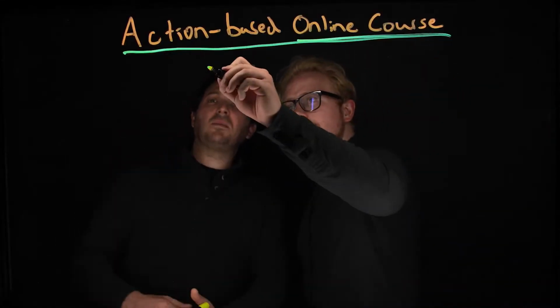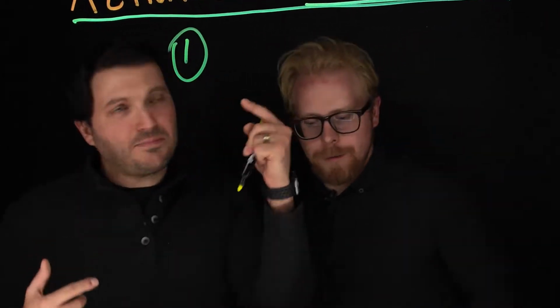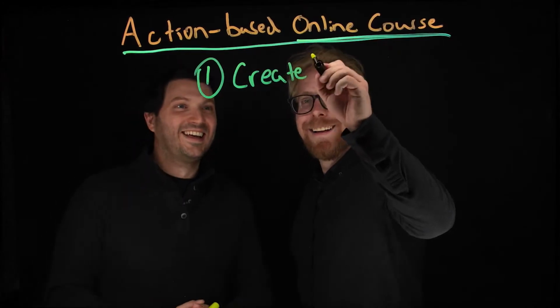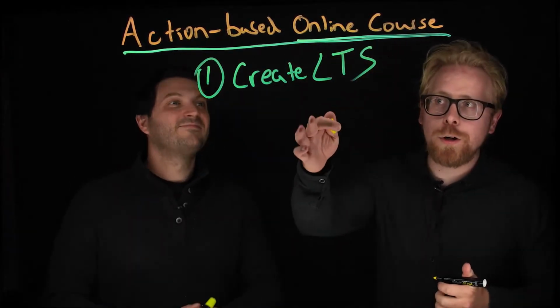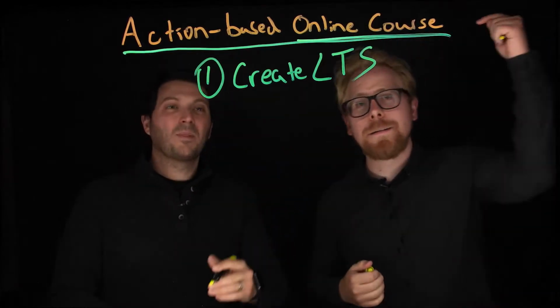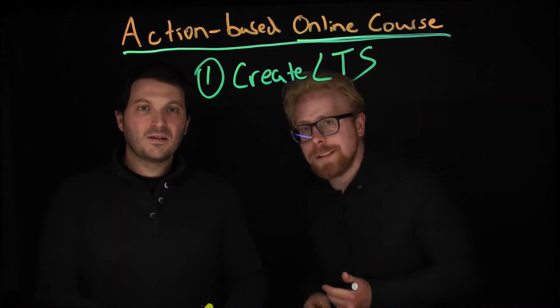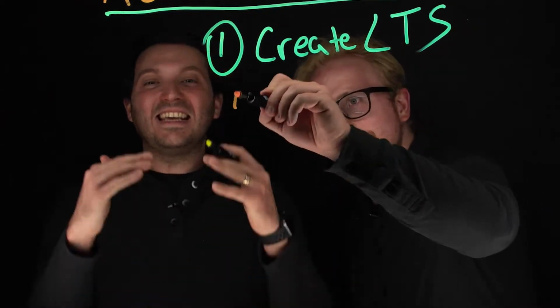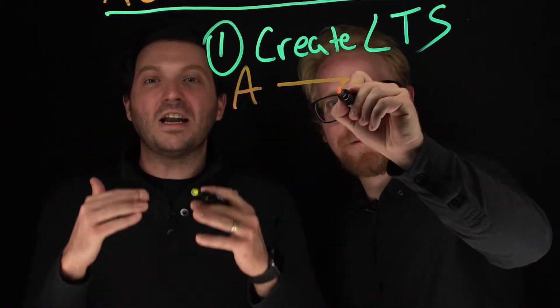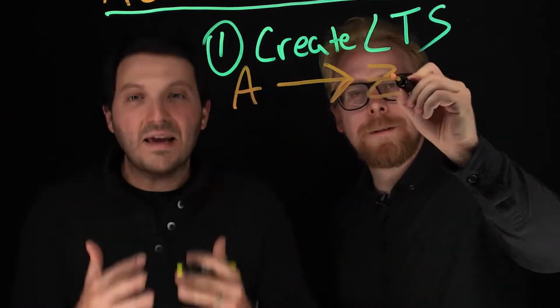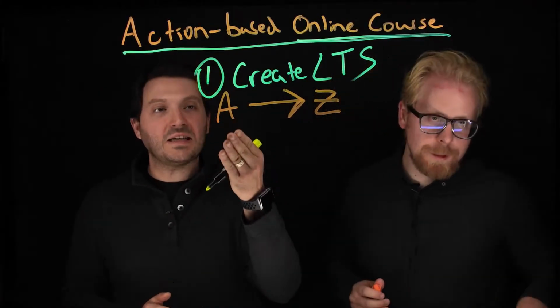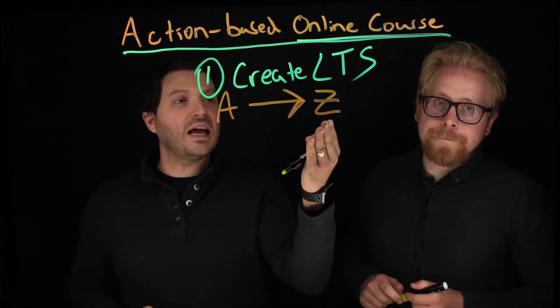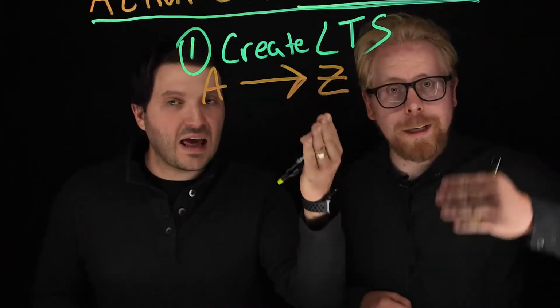What is the first thing that we do, Johnny, when it comes to creating an action-based online course? We are filled with action. Let's go. We're gonna create an LTS, which is called a learner transformation statement. Take the masterclass, you'll learn all about it. But basically, the LTS is the A to Z journey of your learners. What that means is, where are your learners starting? Where are they before they take your course? And then after they take your course, what results do they get?